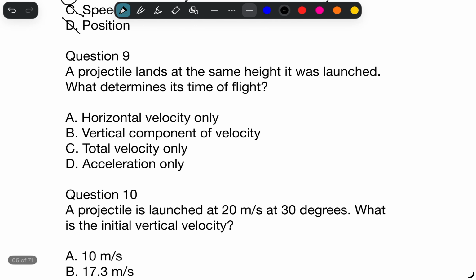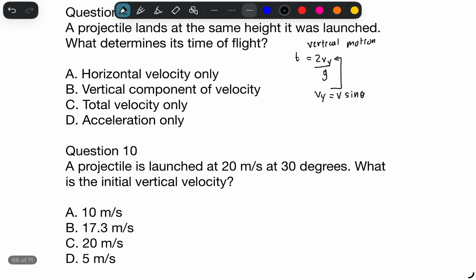Now, a projectile lands at the same height it was launched. What determines its time of flight? Well, time for vertical motion is equal to 2 Vy over g. So Vy, which is inside of our equation, is going to be calculated by taking v sine of theta. So that's the vertical component of velocity.